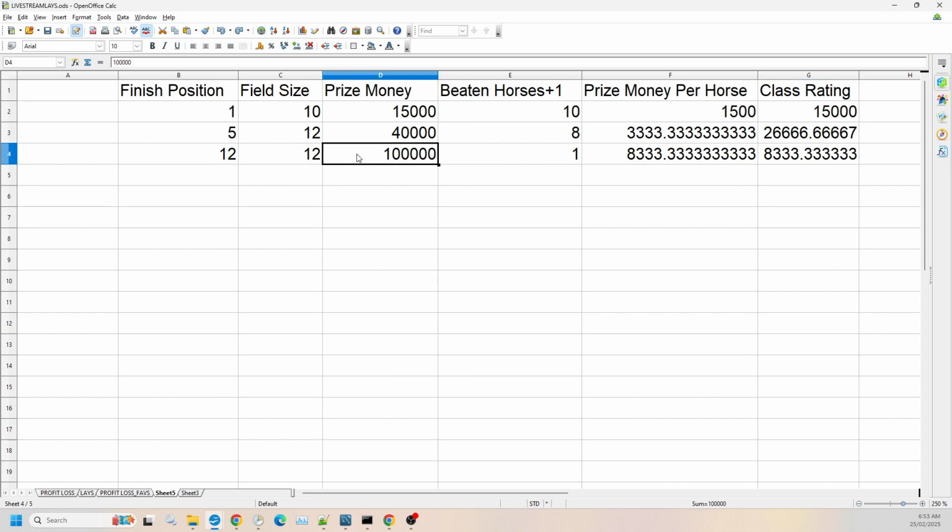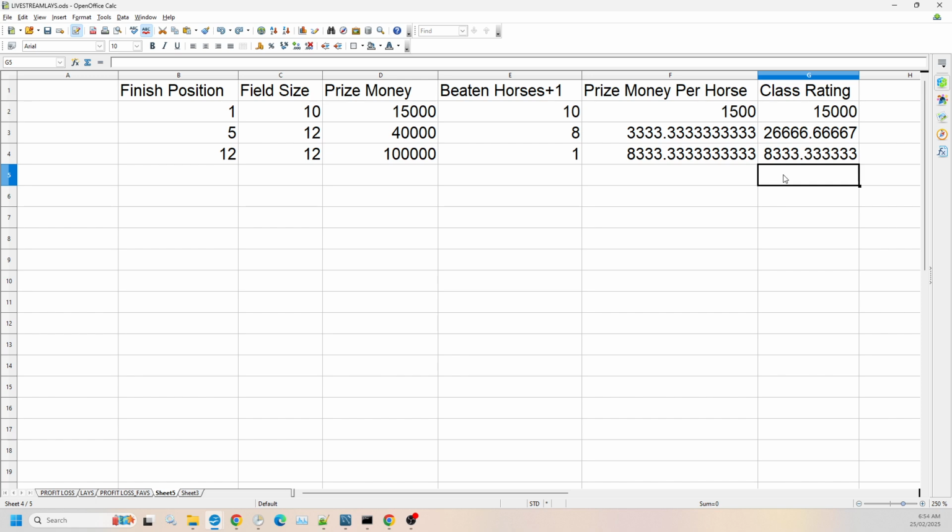And the last one here, let's say it jumped up to a $100,000 race and it came last. Let's just say they entered it, got accepted, unlikely, but it came last out of 12 fields, so it beat 0 horses, so it just gets a 1 in there for the plus 1. The average prize money in that race is 8,333, and the class rating therefore is only 8,000. Now that's because this horse really shouldn't have been in that race, and you really don't want to be giving it too much of a weighting there, given it came dead last.